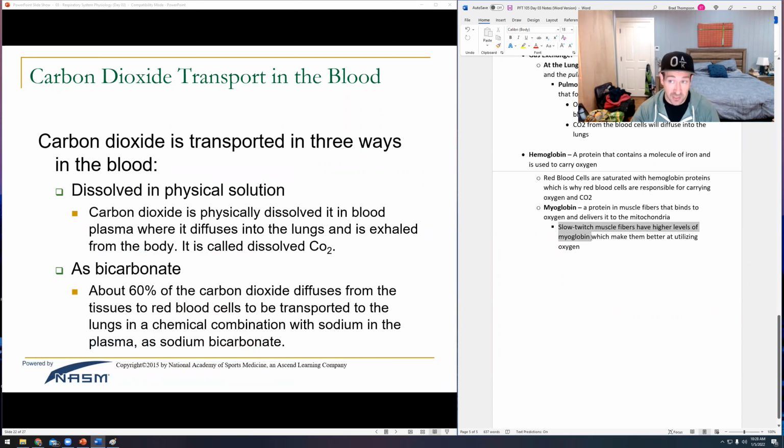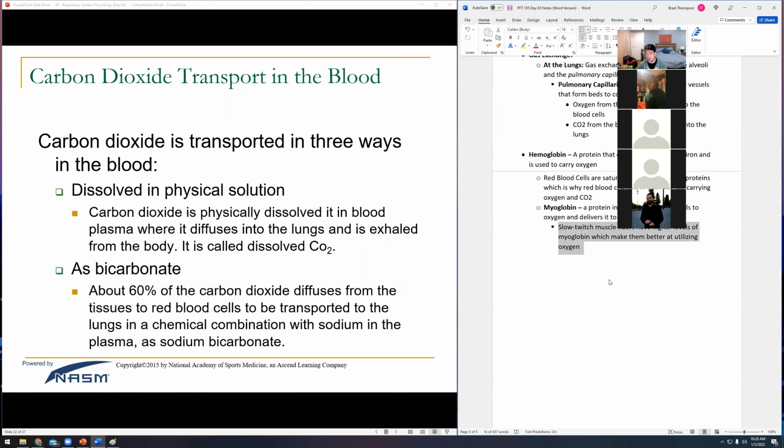They would probably have more hemoglobin in their blood, which would make them better at utilizing oxygen. That's what you want in an endurance cardio-based athlete. Whereas a bodybuilder, we want to focus more on type 2 muscle fibers. And that is the beginning of what we're talking about.